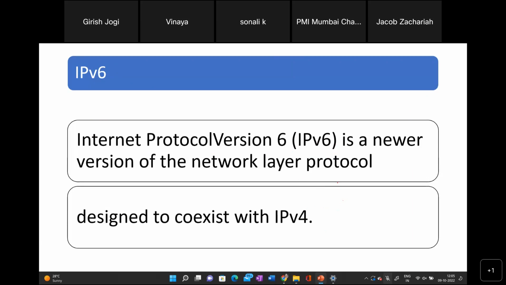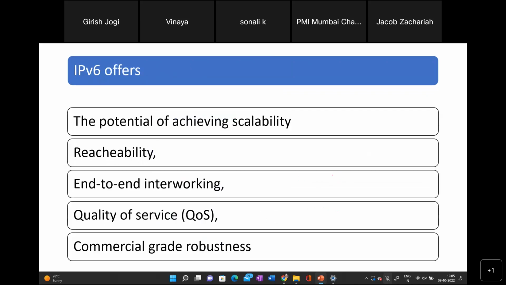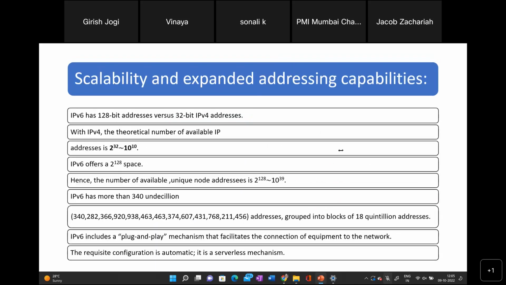Okay, so I guess we are running short of time. I'll just address the IPv4 challenges and what IPv6 offers to you. IPv6 helps you in, okay, I'm unable to hear once again.